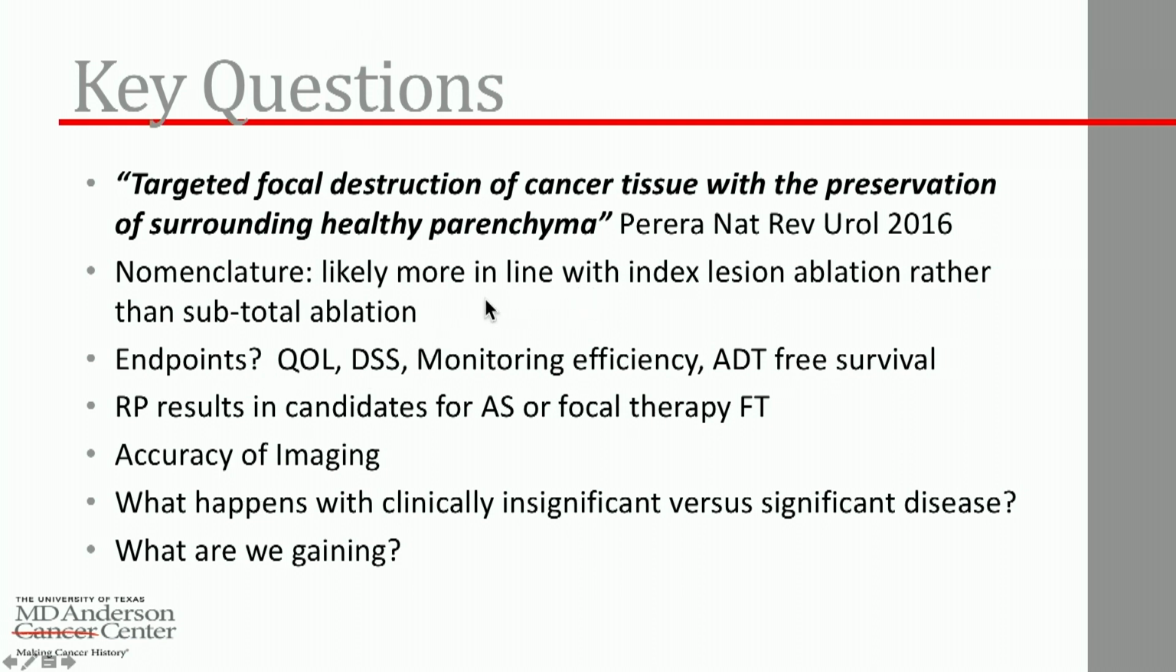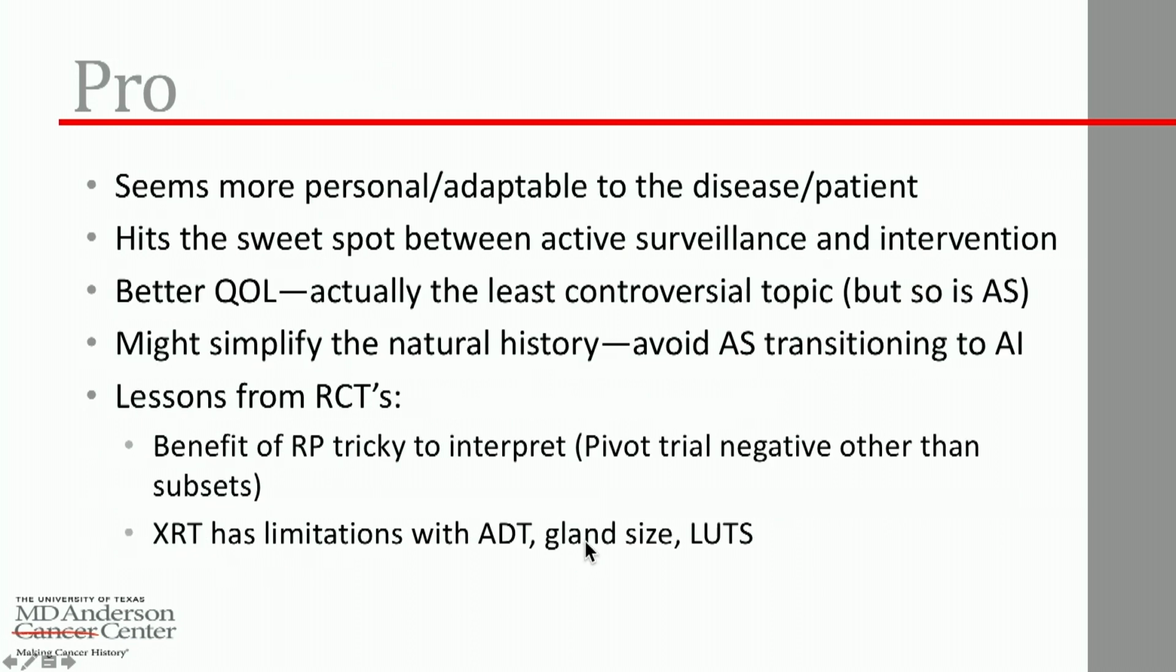And what are the endpoints? There's quality of life, there's cancer survival metrics, ADT survival, and other ways you could measure what we're gaining. Most of the literature is on, you define a candidate for focal therapy, then you do a prostatectomy and see how good your selection criteria are. So a lot of that does depend on the accuracy of the imaging, what happens with clinically insignificant versus significant disease. And again, what is the gain relative to definitive therapy or active surveillance?